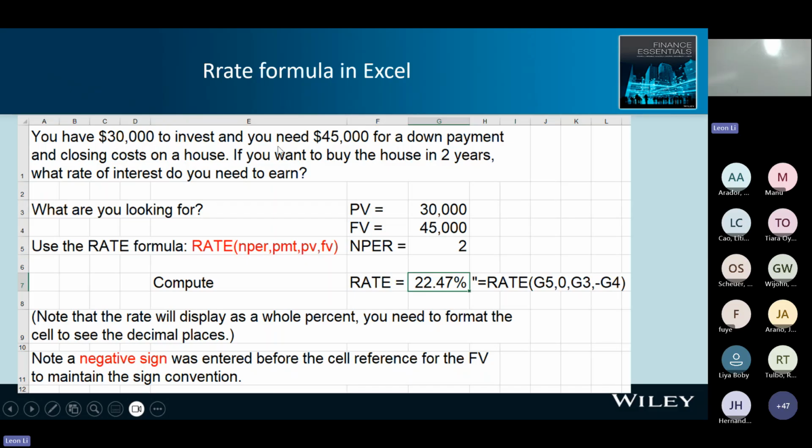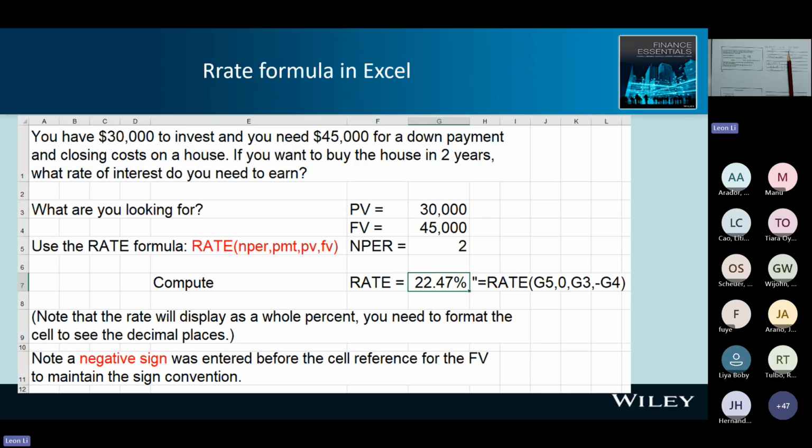$30,000 to invest, and you need $45,000 for a down payment for your house. And you want to buy the house in 2 years. What rate of interest do you need to earn? All right. So we have the Excel here. However, before I use Excel, I will draw the timeline. All right. This is my timeline.